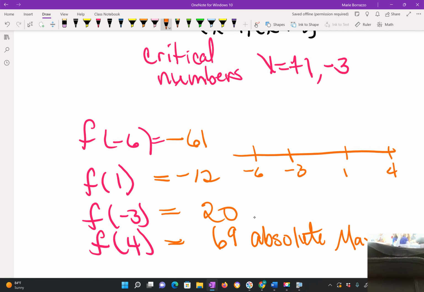So this is our max. Our max is going to sit somewhere here. What's our minimum? Negative 61. So it looks like we can tell that this is our absolute minimum. So our min is here. Whatever's happening, it's going to be something like this.